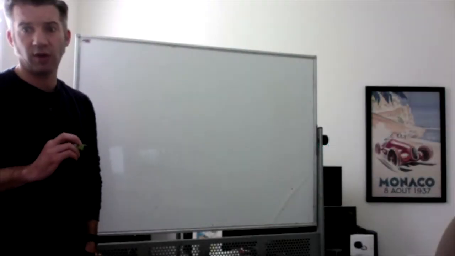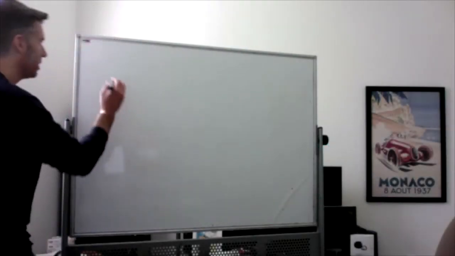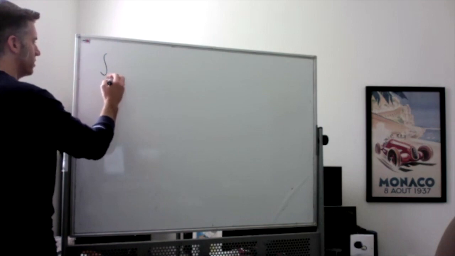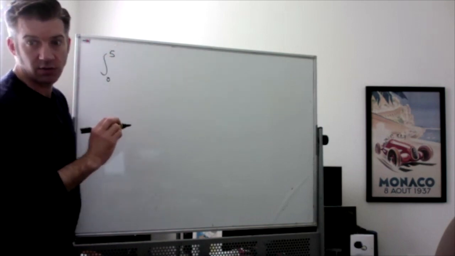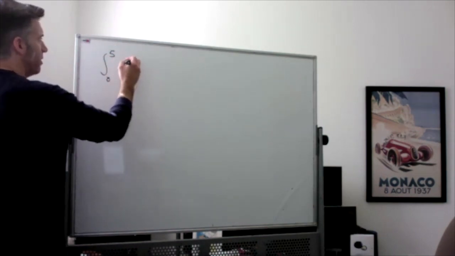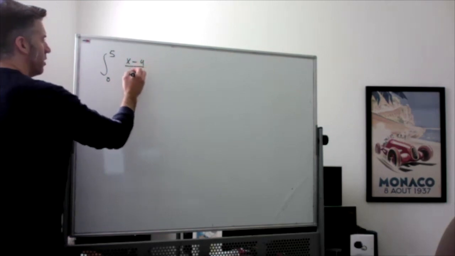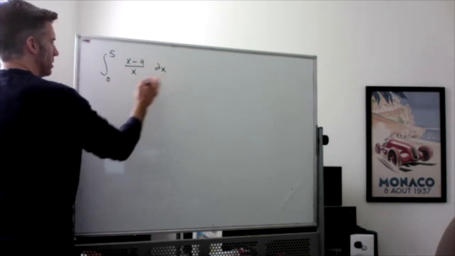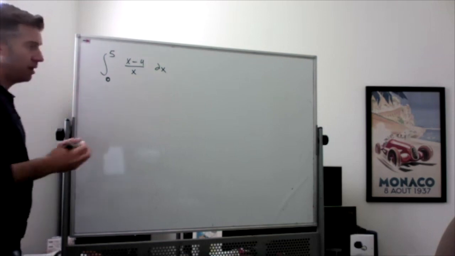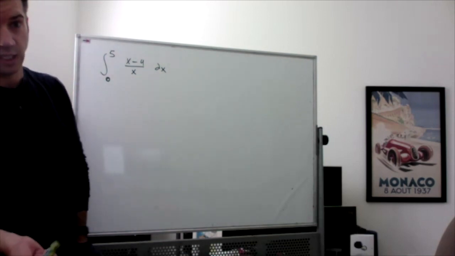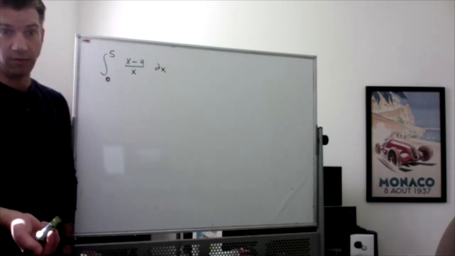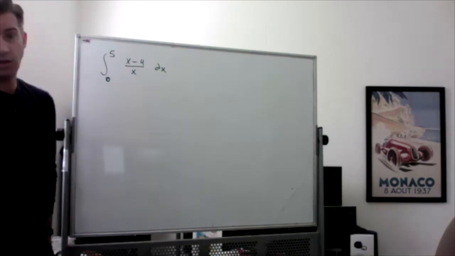Determine the convergence or divergence of the following integral. And if it converges, find what it converges to. So we know from 0 to 5 of (x minus 4) over x dx. And clearly, this integral has an issue at 0, right? If we plug in 0 to our function, it's undefined.